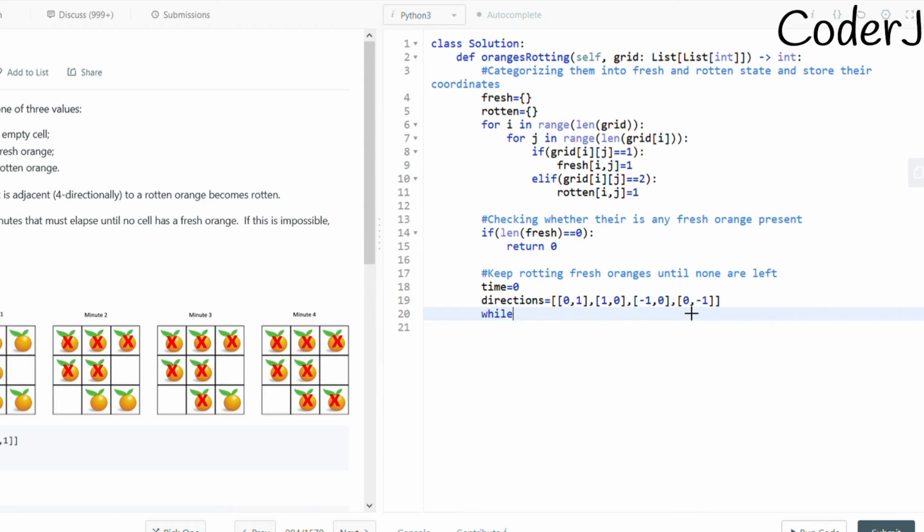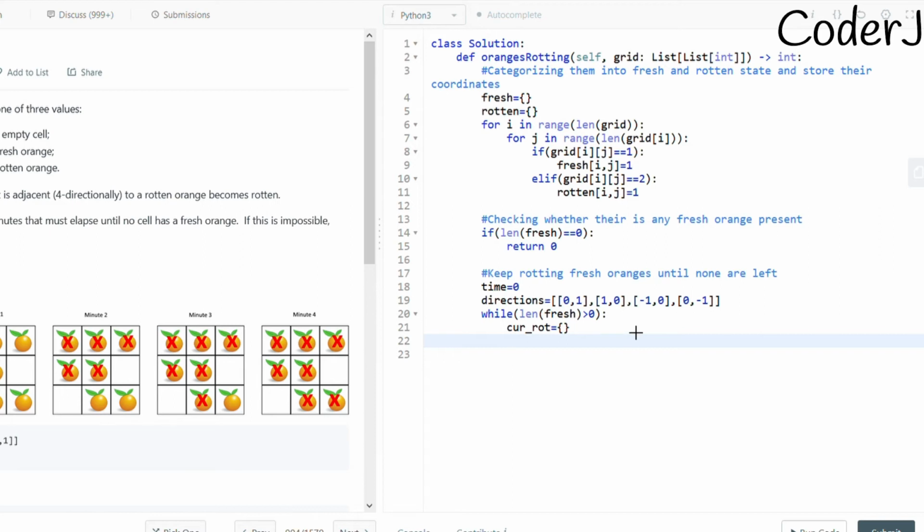First, I've said that I'll keep rotting my fresh oranges until none are left, right? So while len of fresh is greater than zero, and keep in mind there's another condition we have to check, that is, is there a fresh orange that is isolated. For that I'll use a temporary dictionary. This will store how many oranges I've rotted in this particular iteration. If there is an iteration in which I don't rot any orange, then it means that there are fresh oranges, because we are still in the loop, but we are not able to rot them. So it will denote that they are isolated. So you just have to return -1.